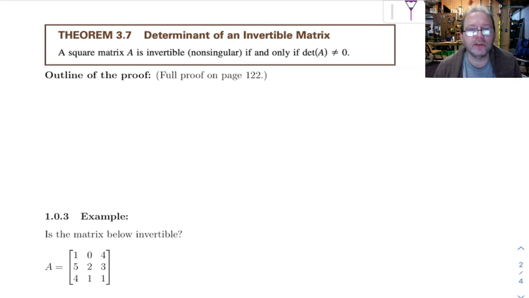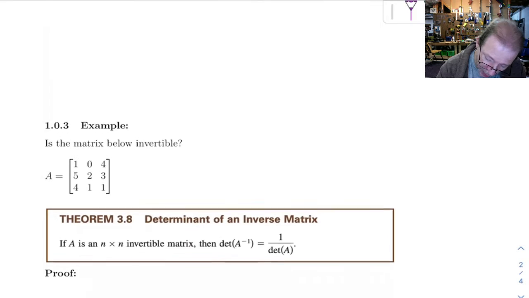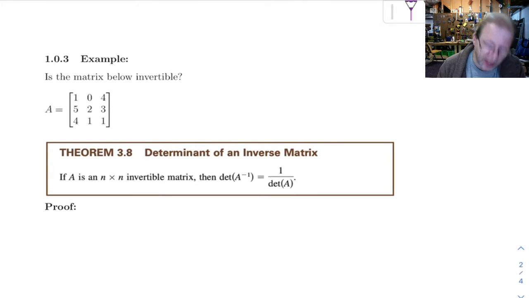These next couple of rules involve determinants of invertible matrices. This one says that a square matrix is invertible if and only if its determinant is non-zero. And this one says if A is an n by n invertible matrix, then the determinant of the inverse is equal to the reciprocal of the determinant.